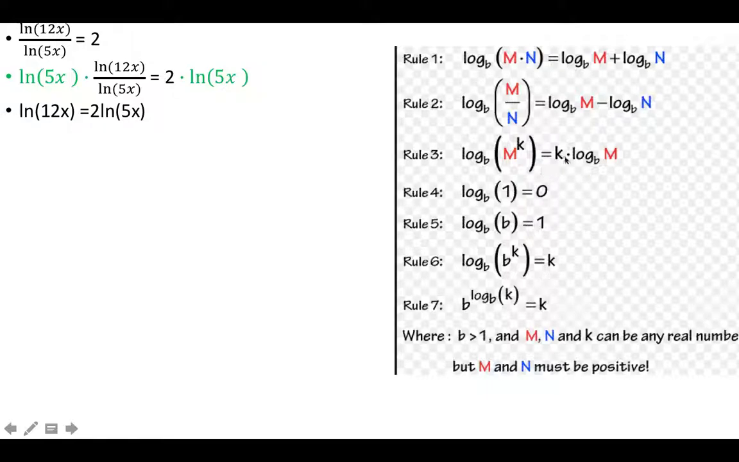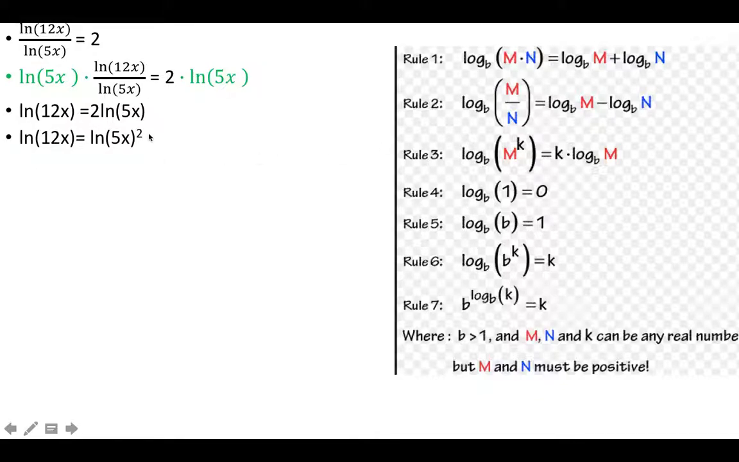Rule 3 says if I have some constant k, like a number like this 2 right here in front of the log, you can take that k and put it to the power of whatever's inside the parentheses. So this k goes up as an exponent here. So it's like we're kind of moving backwards in rule 3. So what I'm going to do is this 2 is going to move up as an exponent right here. That's me using rule 3.